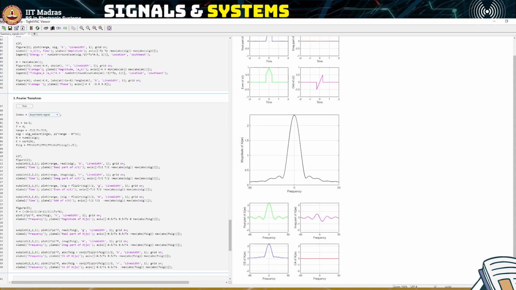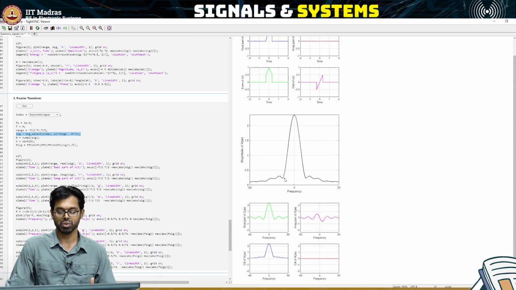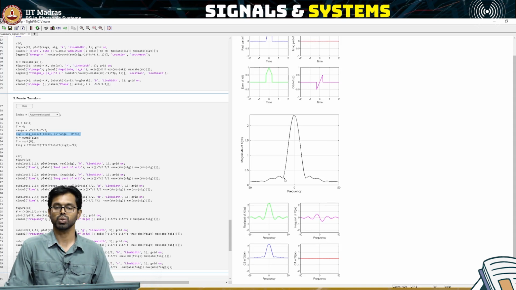So once again, you can feed in different signals here. You can just change this to any signal that you want and observe its Fourier transform and see what happens to it when you shift in time, when you scale in time, when you change any other parameters, and then you can observe its Fourier transform, see what happens to the symmetries and so on.